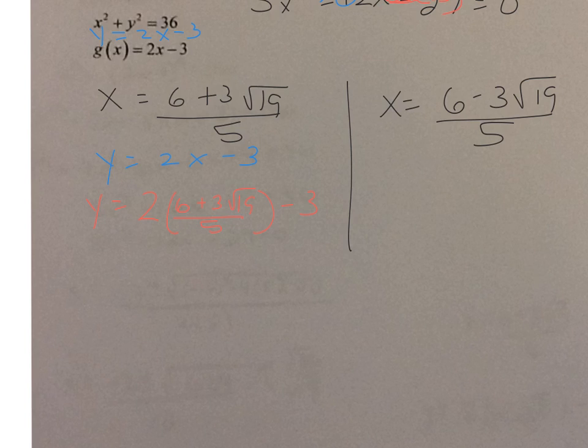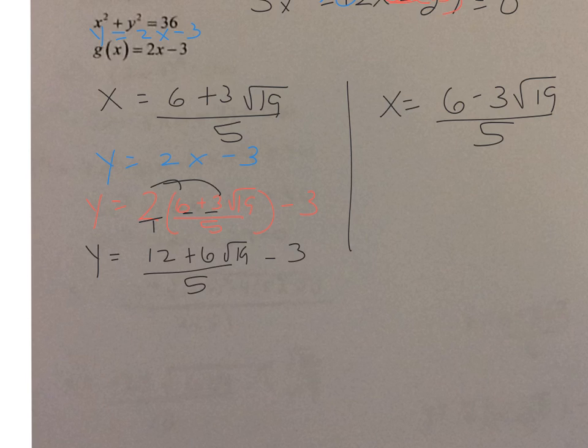Okay, so what I need to do now is to distribute my 2. Remember, this is 2 over 1, and when you multiply fractions, you multiply the numerators, multiply the denominators. So I have to distribute the 2 to the 6 and the 3, and then I have 1 times 5, we'll just keep it 5. So I have y equals (12 plus 6 the square root of 19) over 5 minus 3.